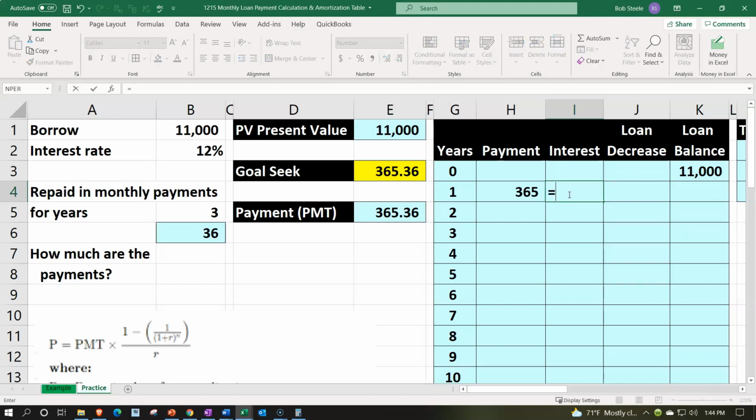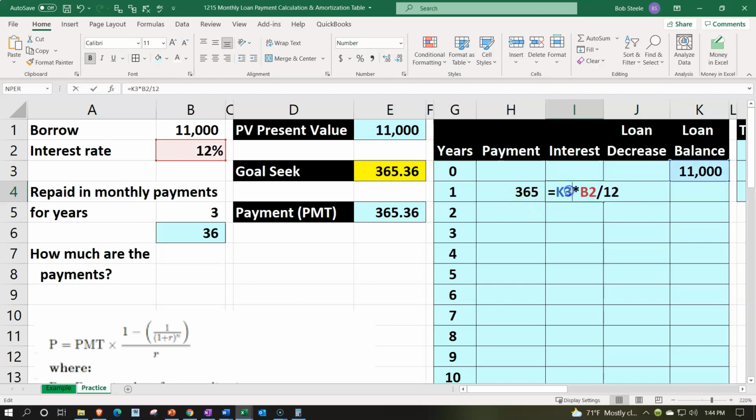Okay, so let's do that. We're going to say this is going to be equal to the 11,000 times the 12%, and that 12% would give us the result per year. And then I'm going to take that and divide it by 12 to give us the monthly result. And there we have it. So let's then decrease it. So this is the amount we're paying.